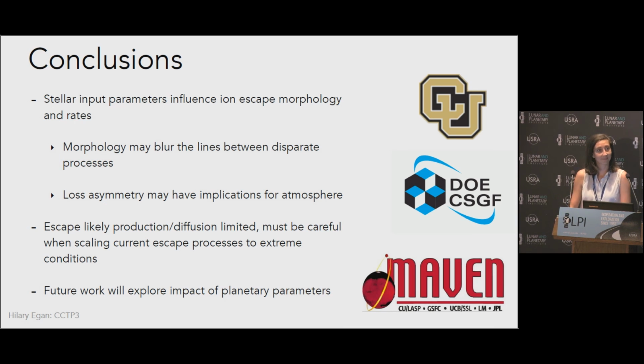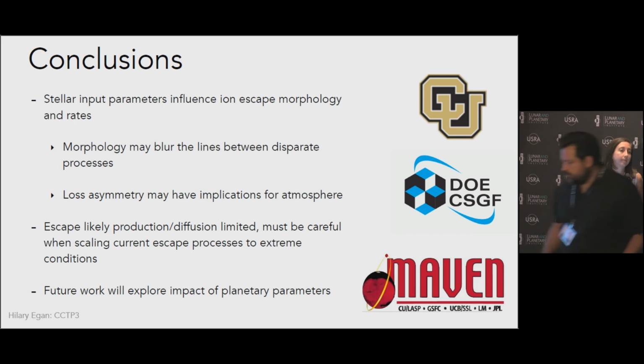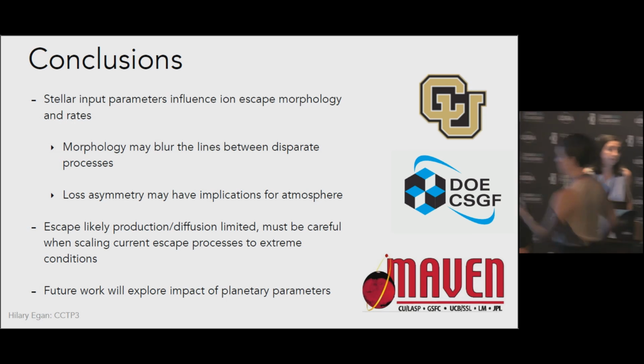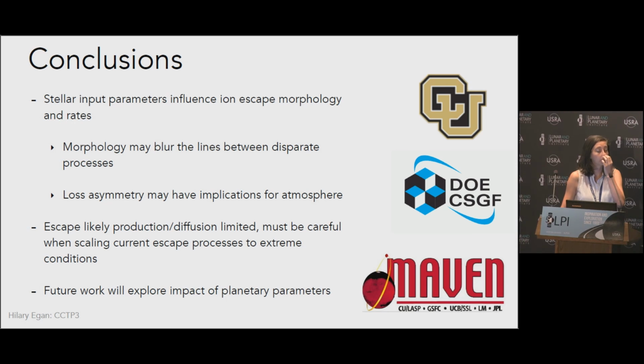Hi. Real quick question about your point about loss asymmetry possibly having implications for the atmosphere. You mentioned that earlier. You're saying that the loss of essentially mass out of the atmosphere can impact the dynamics or the circulation of the underlying atmosphere?